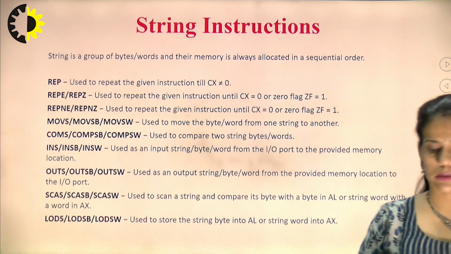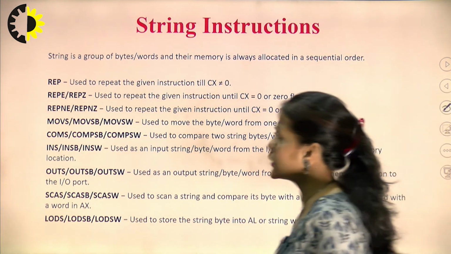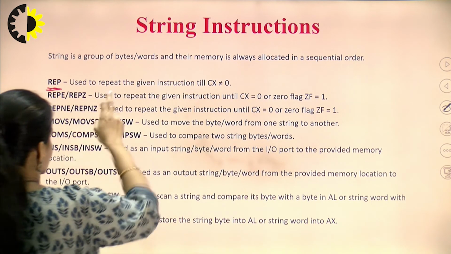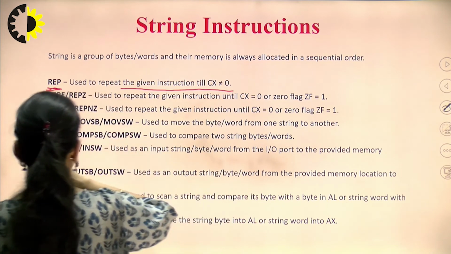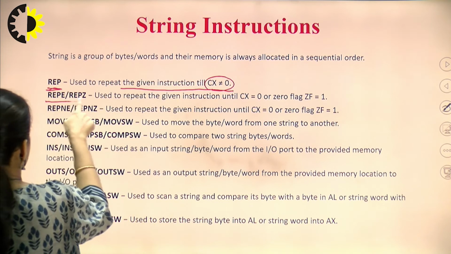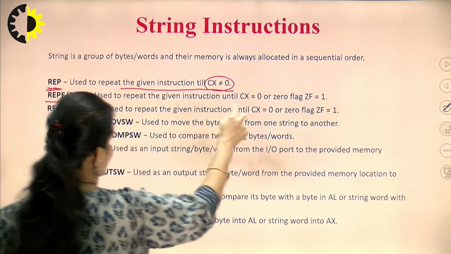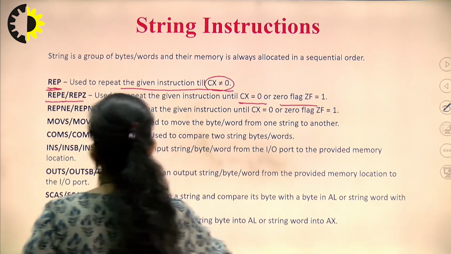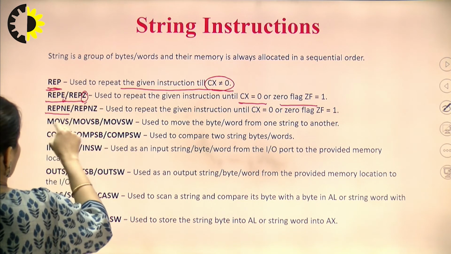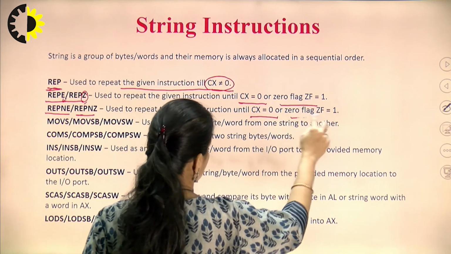So now the next instruction is the string instructions. In this set of instructions, the very first instruction is REP. It is used to repeat the given instruction till CX is equal to 0, that is, the counter goes to 0. These are the conditional repeat instructions: REPE, used to repeat the given instruction until CX is 0 and zero flag is 0, that is repeat if equal or repeat if zero. REPNE is repeat if not equal or repeat if not zero. It is used to repeat the given instruction until CX is 0 or zero flag is 1.